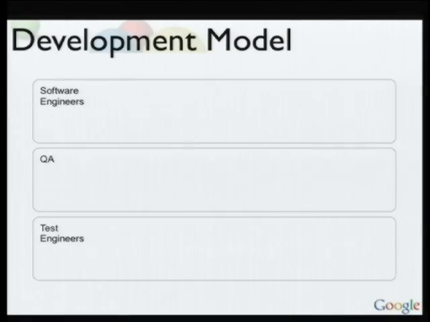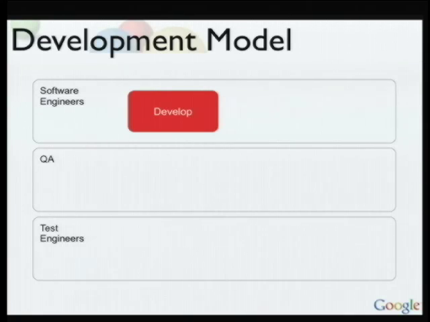This is my opinion why it's not so easy. So here's how it kind of works. You got the software engineers, you got the QA, and you got the test engineers. And here's what most people think about how the process should work. So first, you got the developers. It's red because that's where they put the bugs in.